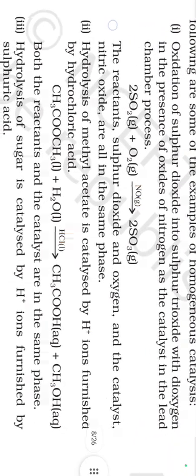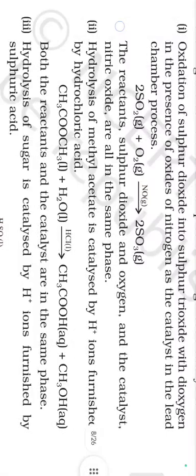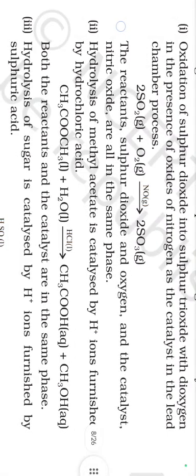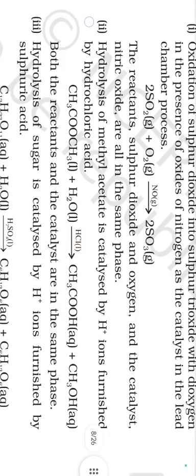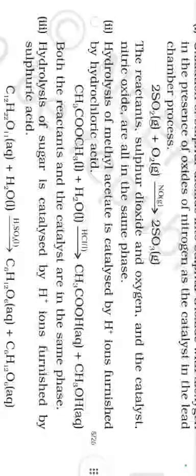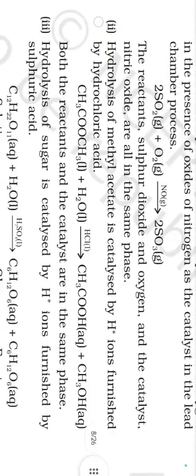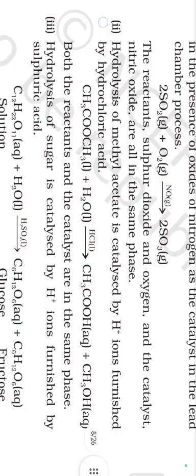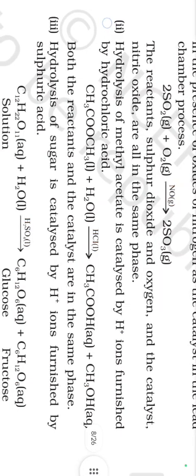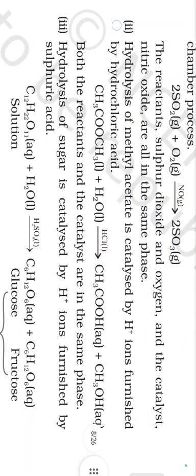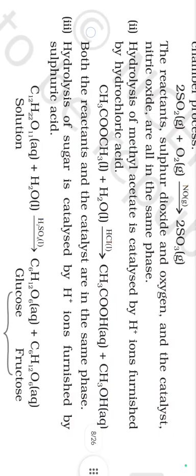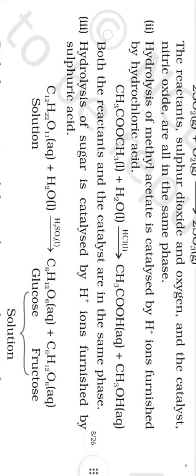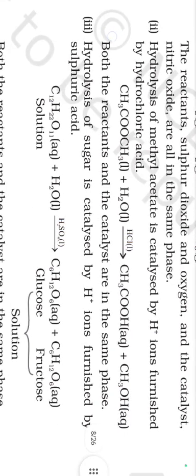First, oxidation of sulfur dioxide into sulfur trioxide with dioxygen in the presence of oxides of nitrogen as the catalyst in the lead chamber process. 2SO2 gas plus O2 gas in presence of NO gas gives 2SO3 gas. The reactants sulfur dioxide and oxygen and the catalyst nitric oxide are all in the same phase.